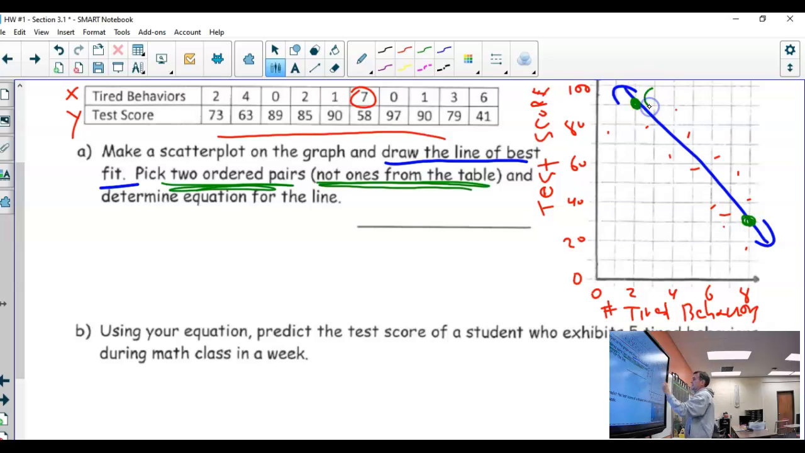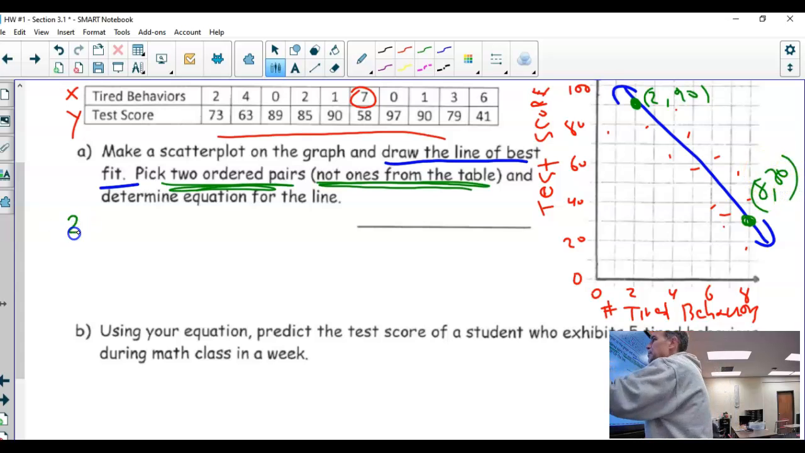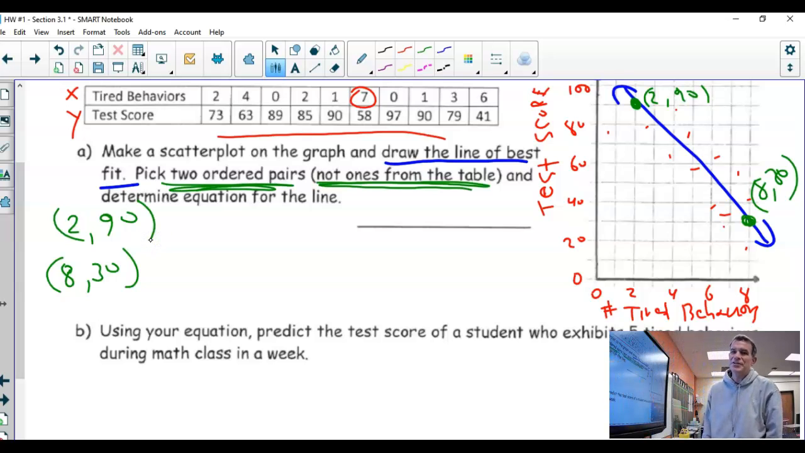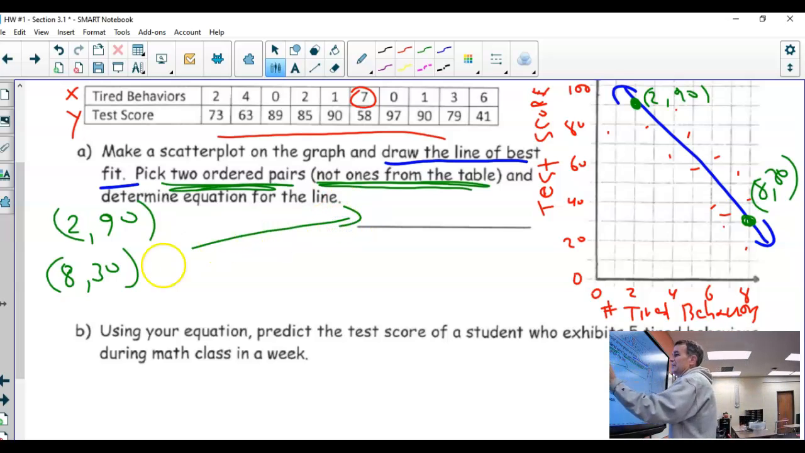So my points are (2, 90) and (8, 30). I'm going to use those two points to figure out the equation for the line. That is something you guys know how to do: take two points and come up with the equation. You'll find the slope, right? You'll find the y-intercept, and then you'll put the equation here.